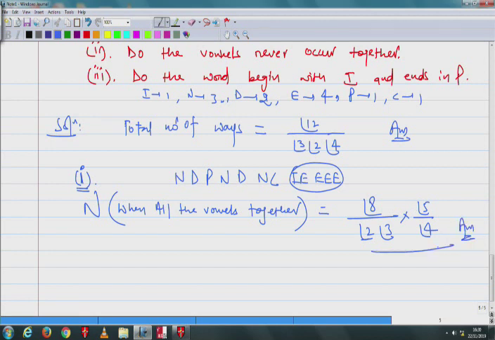No need to solve again. Just write down the number. Yes, correct. Very good, very good. Let's find out the second part, when no 2 bubbles are together. What is the answer?